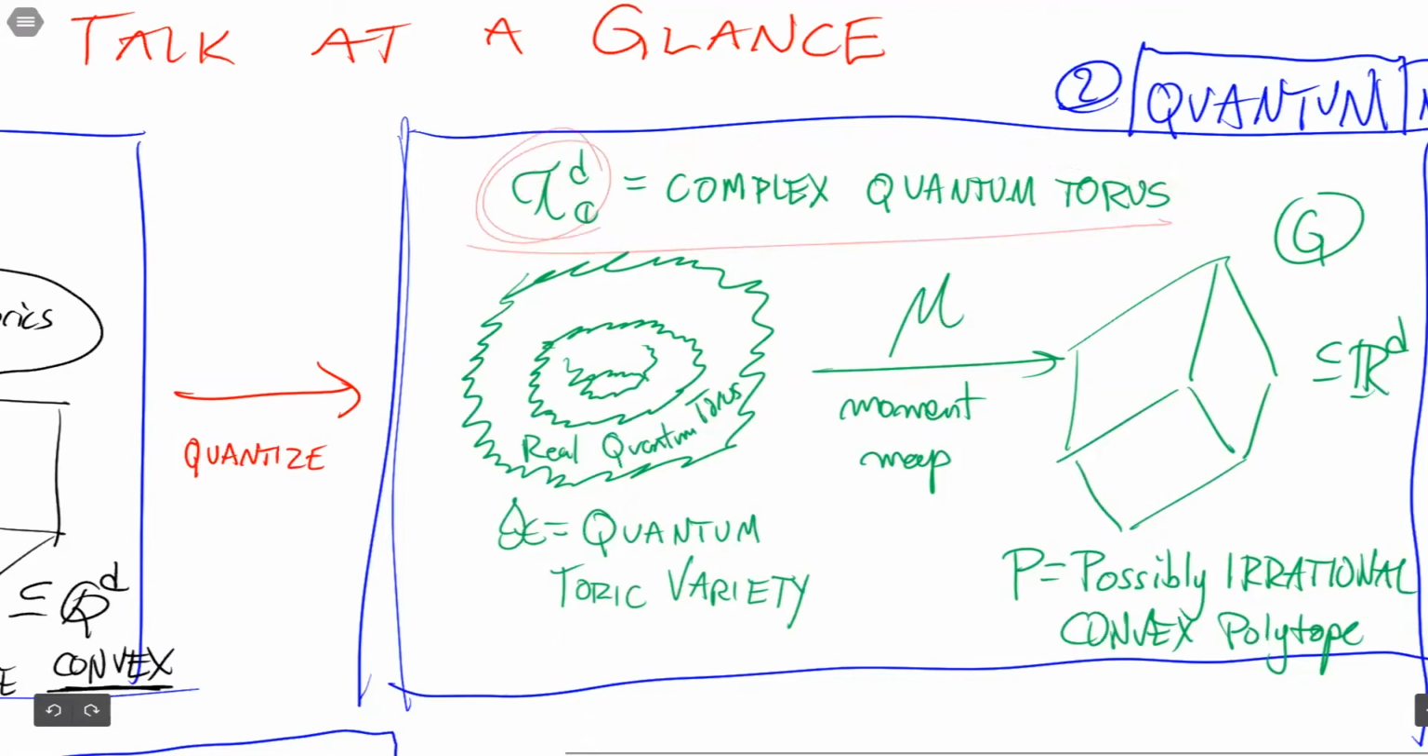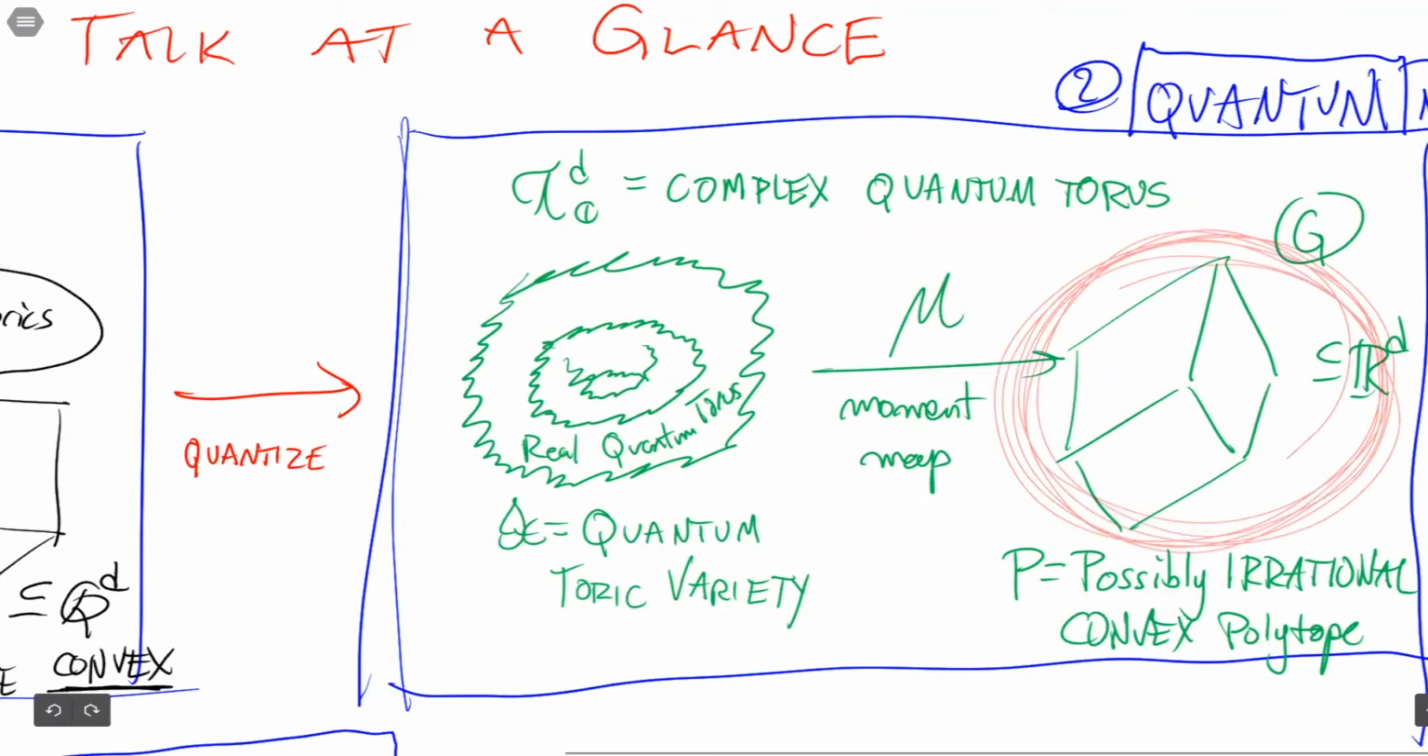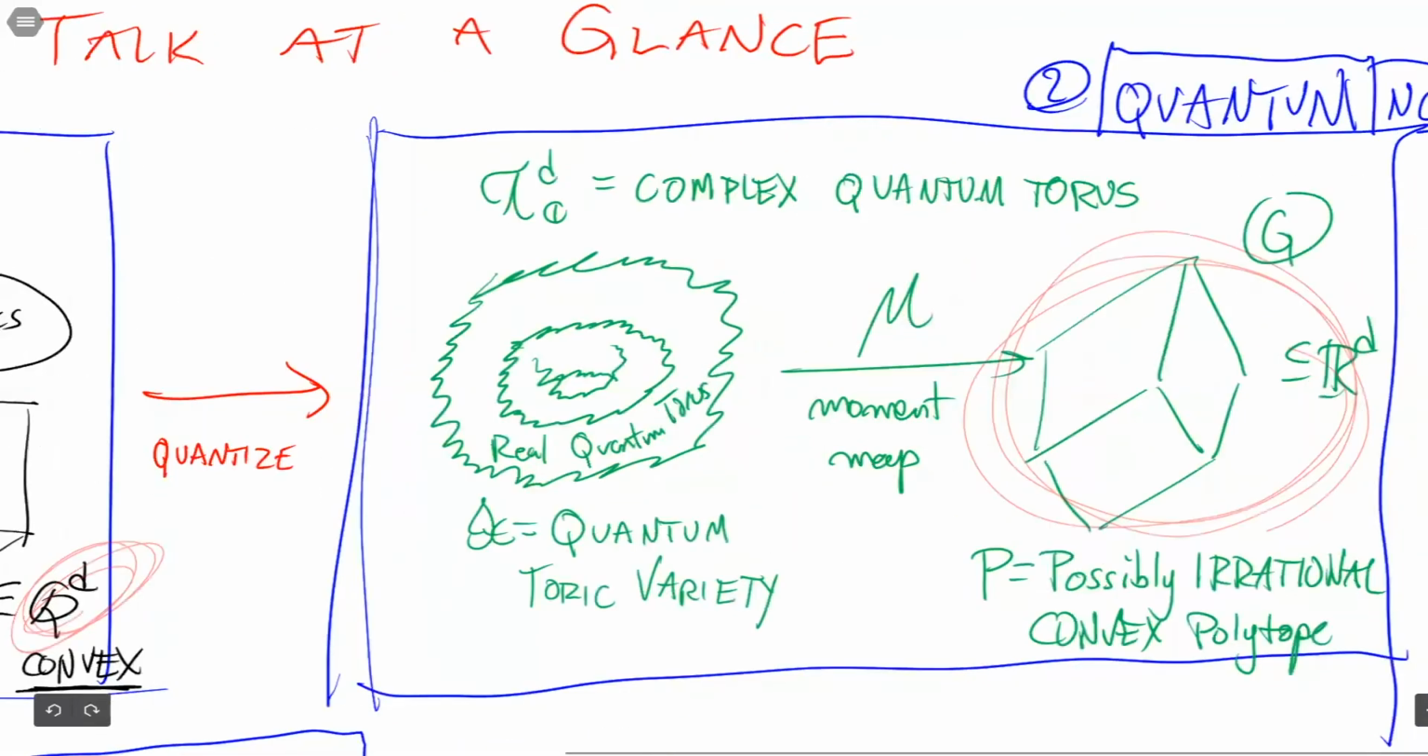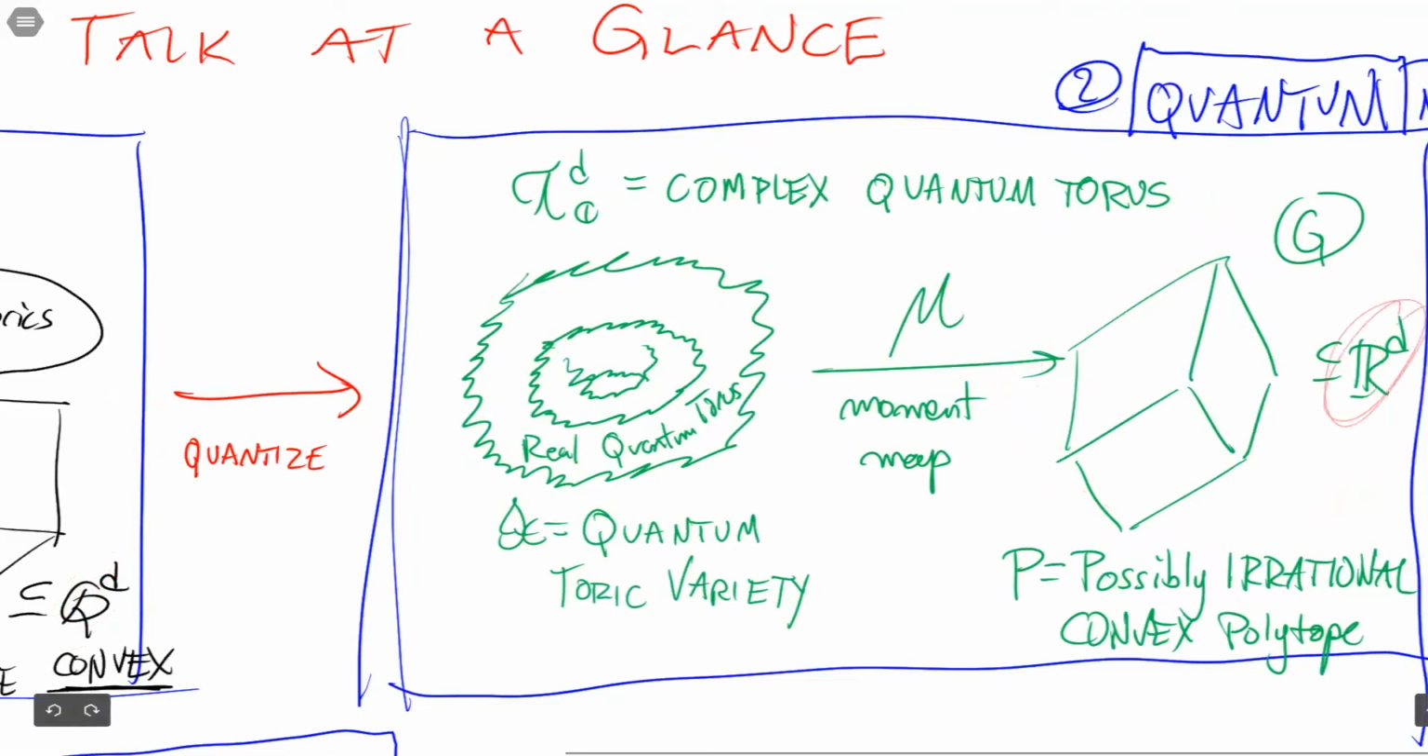So for a complex quantum torus of dimension d, an equivariant compactification of this quantum complex torus will be a quantum toric variety. It still will be Kähler, and it will still have a quantum Hamiltonian action. It will be a quantum integrable system, and it will have a quantum moment map. And the image of this quantum moment map will be an ordinary convex polytope. Now, not in Q^d, not necessarily rational. It could be an irrational polytope.